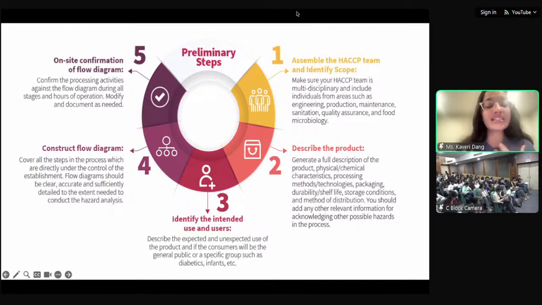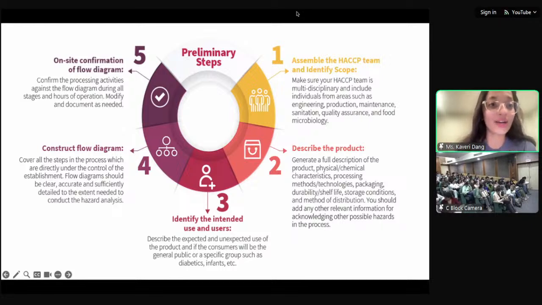So, assembling the HACCP team and identify scope would be working cross functionally with all the teams in a manufacturing facility or in a food production environment. Now, this might include not just the food safety department, it will include your operations, electrical department, engineering department, and logistics. So all of these departments need to be working together with one another to make sure that our food is produced safe. And the next one would be describe the product.